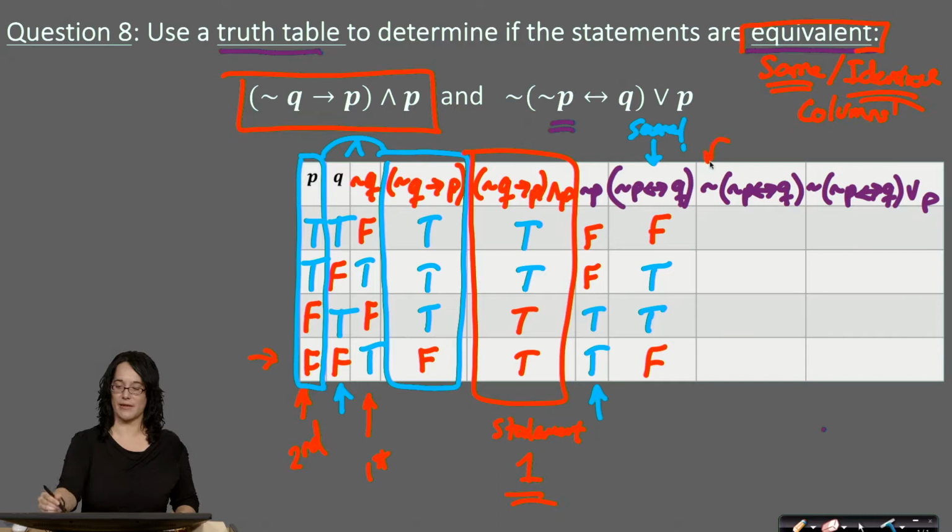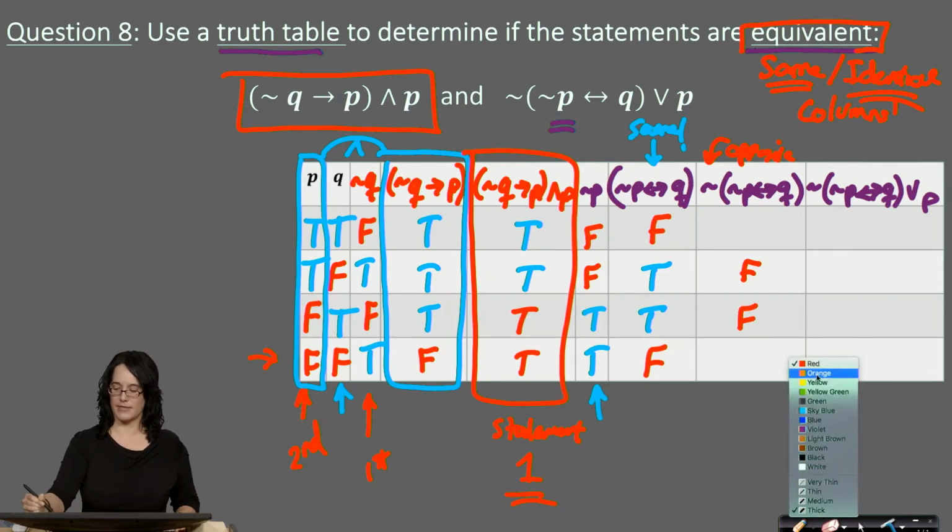Because now we're just taking the opposite of that column. So take the opposite of it. Instead of false, you get true. Instead of true, you get false. So we should have TFFT.